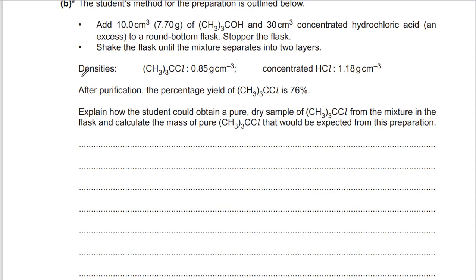After purification, the percentage yield is 76%. Explain how you could get a pure dry sample from the mixture in the flask and calculate the mass of pure product that I would expect from the preparation. So let's go through the purification first.